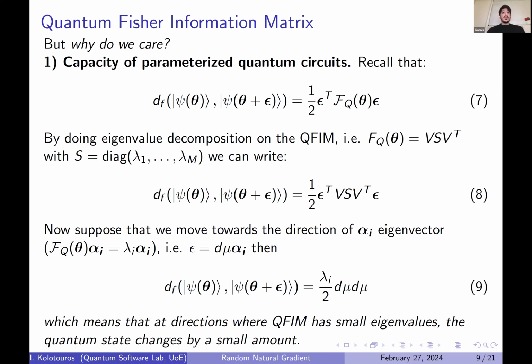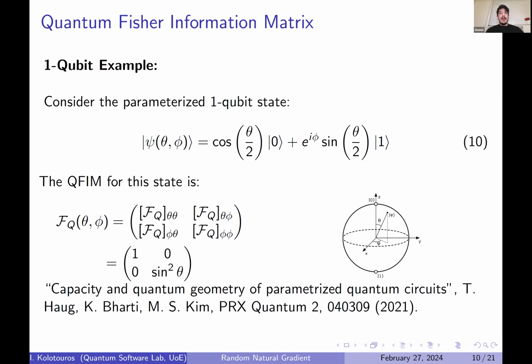Now, if the eigenvalue towards that direction is really large, that means even if you change the parameters by a small amount towards that direction, your quantum state will change significantly. So the quantum Fisher information really tells us how, if we change certain parameters, the underlying quantum state is changing. A very illustrative example is this 1-qubit example.